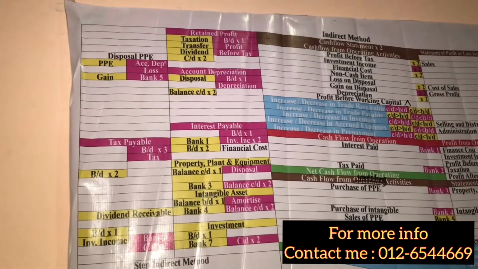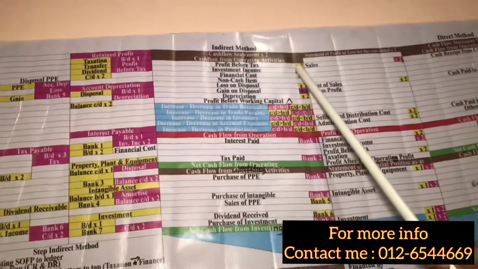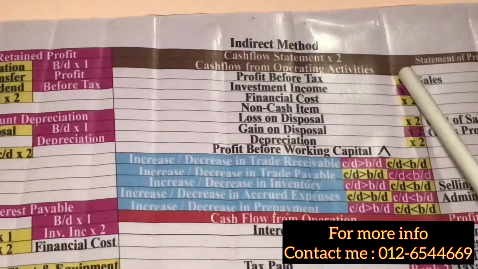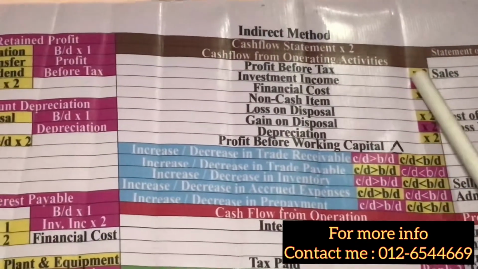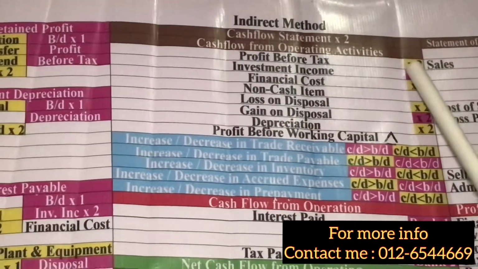If it is the direct method, we have cash received from customers. Now we are not going to do that. We are going to start with the profit before tax. Profit before tax is actually revenue minus expenses, right? So we are going to have a debit balance if our profit is a credit balance or surplus for the year.